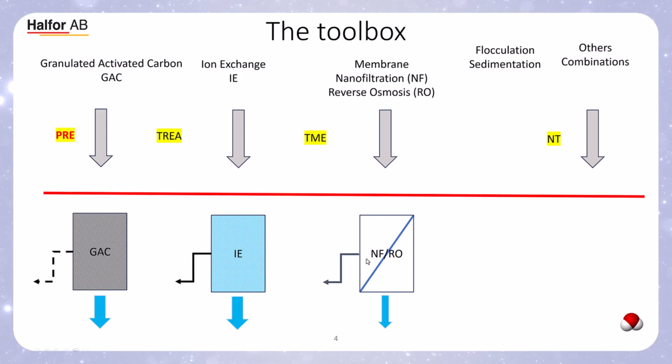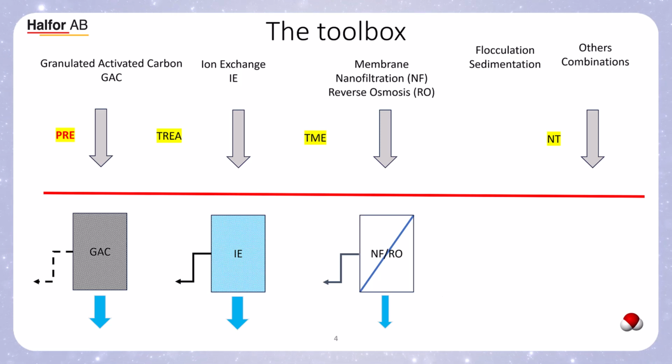So again, the concentrate or the reject you need to figure out how to handle. And with membrane filtration, this is a continuous flow, so basically you need to sort out a process to finally remove the PFAS from the concentrate before you have solved your PFAS problem.